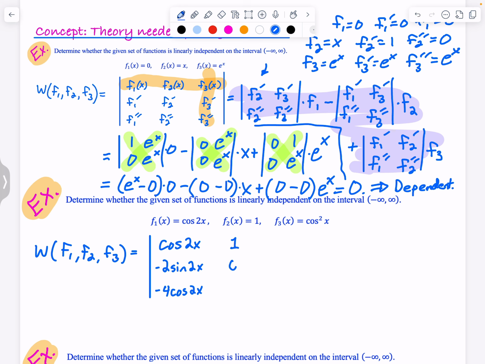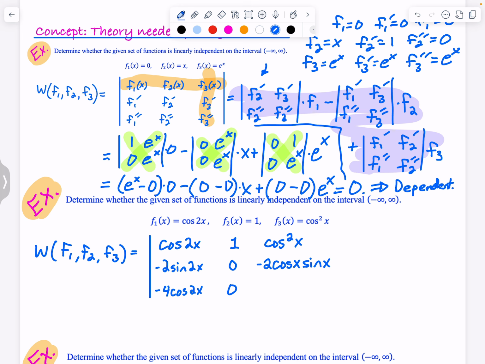F2 is 1, 0, 0. Okay, and then cosine squared is a chain rule. I'm going to bring the 2 down. There's a cosine, and then I times by the derivative of cosine, which is a negative sine. Horrible, right? And then the last one here, unfortunately, is a product rule.